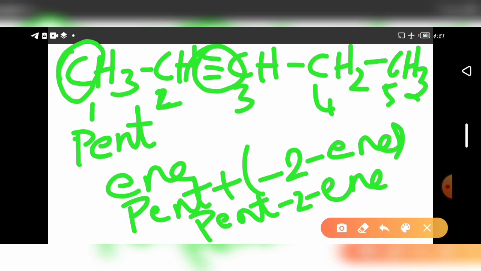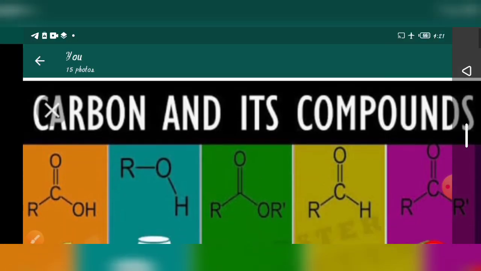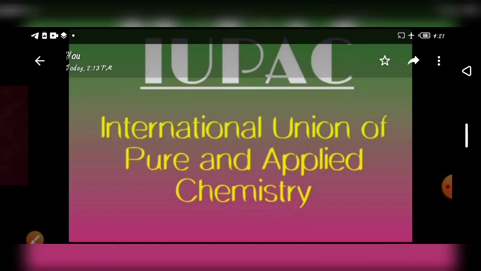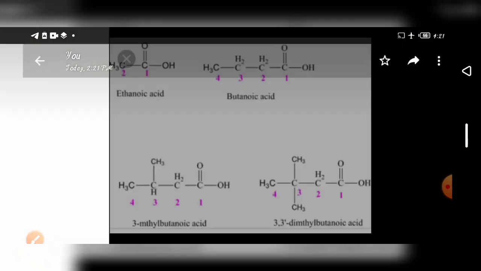From this name you can also predict the formula. How will you predict the formula? Now that also I explain here. See here. I write one name.